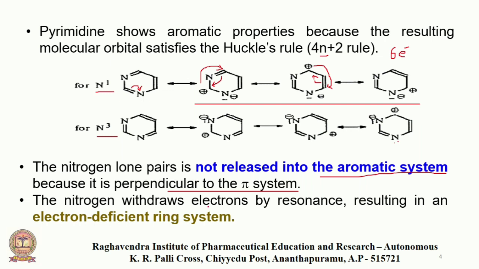So the nitrogen withdraws electrons by resonance, resulting in an electron deficient ring system. As we know, nitrogen has more electronegativity, so the electrons are moving towards the nitrogen atom. That indicates that the ring is very electron deficient due to the electronegative nitrogen atoms present in the ring system. When comparing with pyridine, this pyrimidine has two nitrogens, so it is more electron deficient than pyridine.